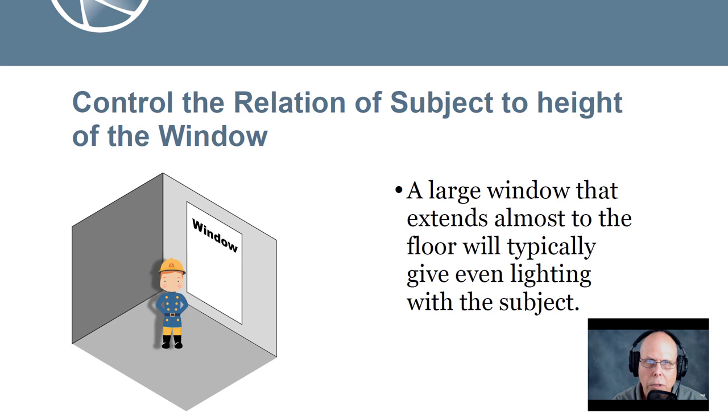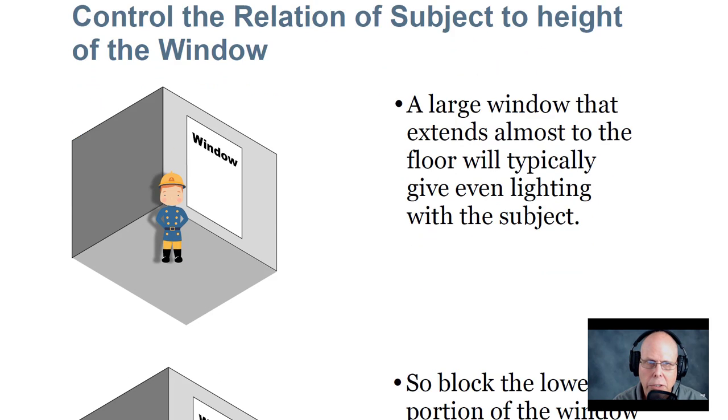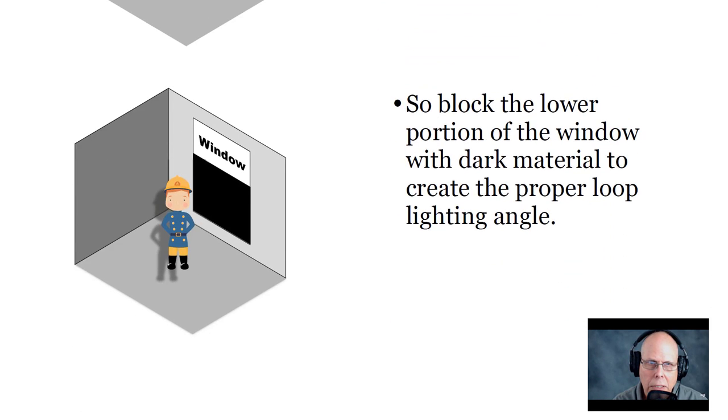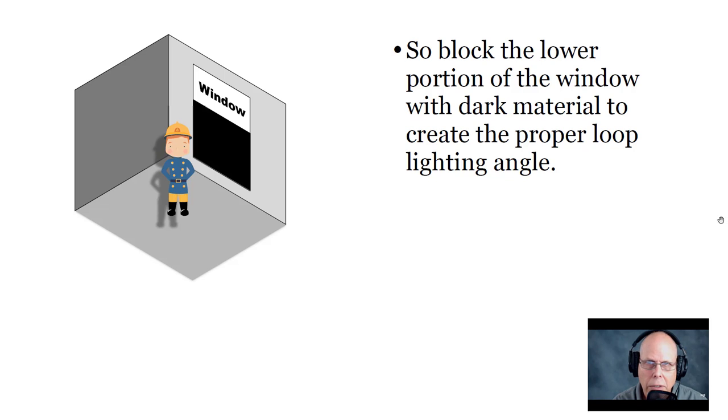To control the relation of the subject to the height of the window, what do you do when you have a very large window? It almost goes to the floor. Okay, so it's going to create this even lighting shadow, and it's not going to create the loop pattern. What I show here is you can block off the window with a fabric or something, tape it up, and so you've effectively moved the window up to create that loop lighting on the person.